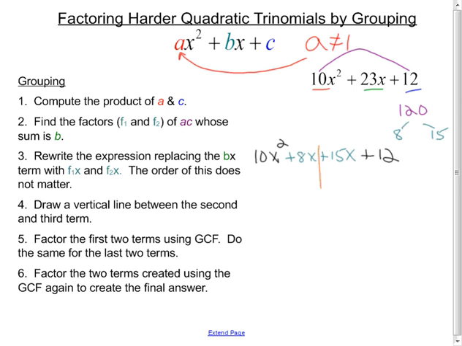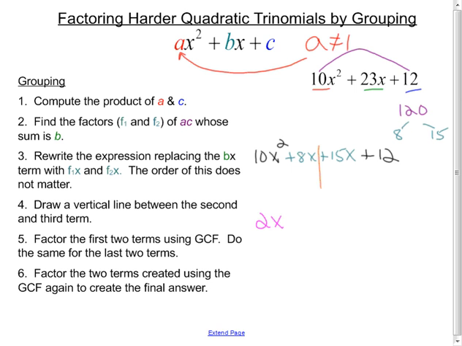Do the same for the last two terms, which means factor with GCF. So what does that give me? I notice that the GCF of 10x squared and 8x is going to be 2x. And to find the remaining factor, you would divide by 2x. I'm going to use the magic pen just to conserve some writing.